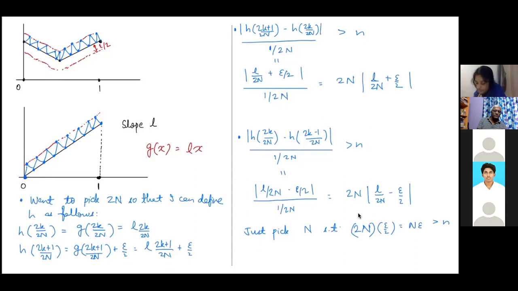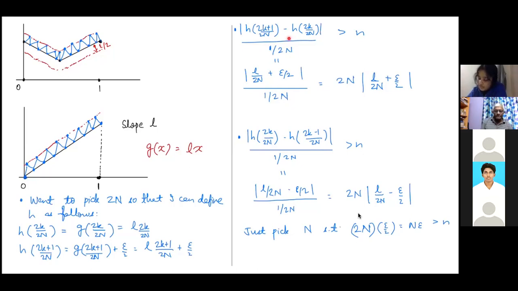Now the condition on 2n is that the slope of each of these has to be at least n. So here I've just split that into two cases. This case is looking at the lines of positive slope, and this case is looking at those of negative slope. So once I have this, I want the modulus of this to be greater than n.